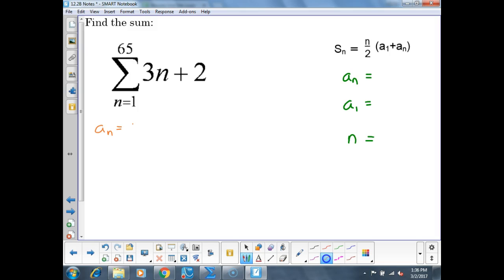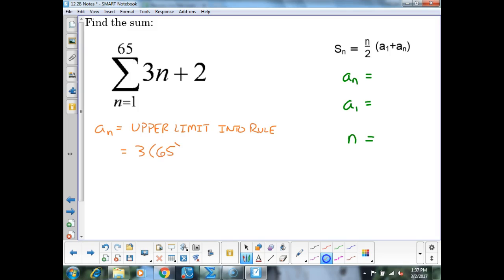I'm going to take my upper limit and I'm going to put it into my rule. Okay? So I'm going to take 65 and put it into my rule. 3 times 65 is 195, plus 2 is 197. So my last term is 197.